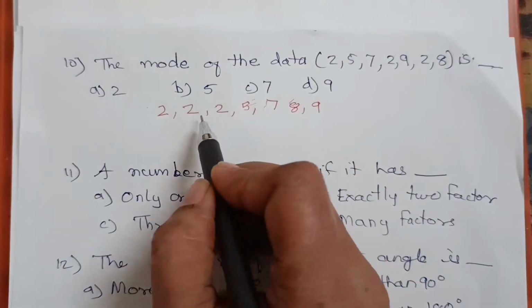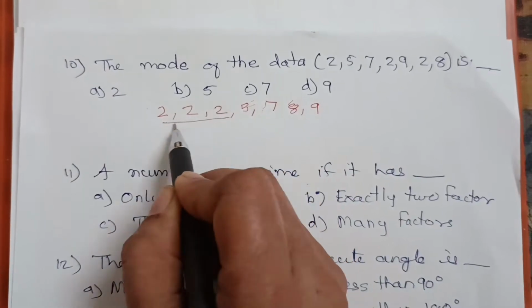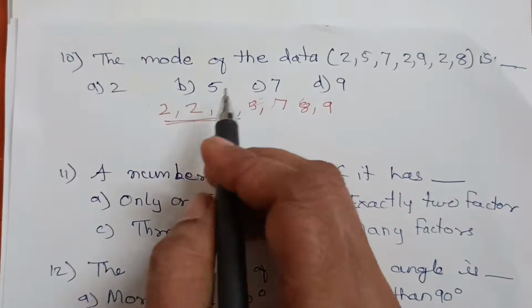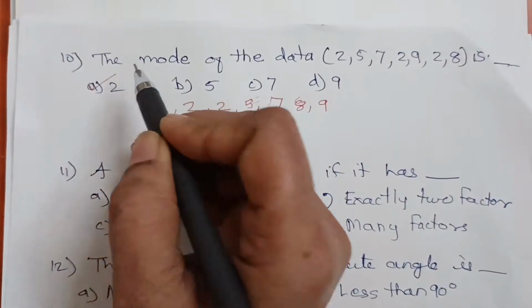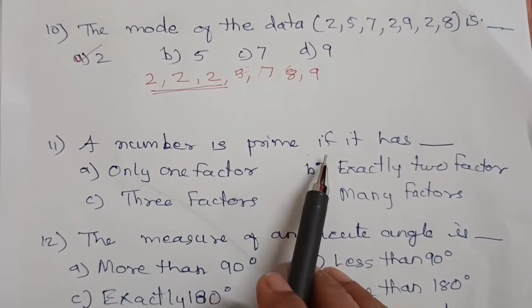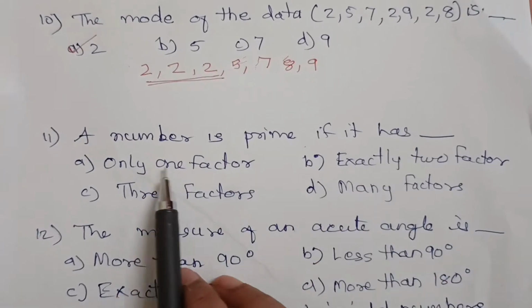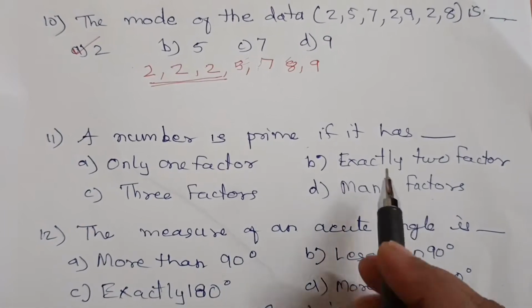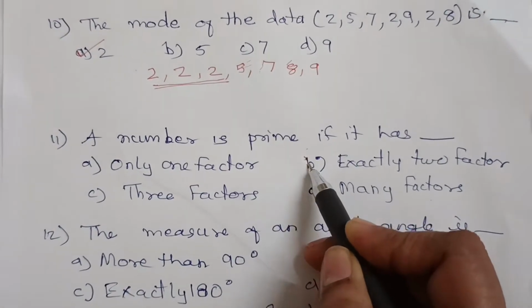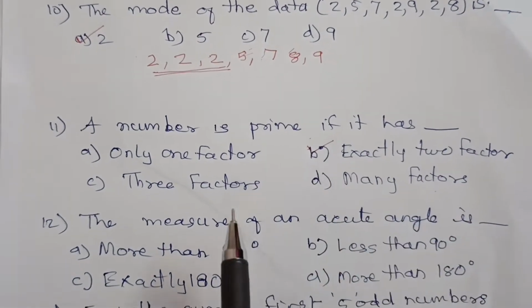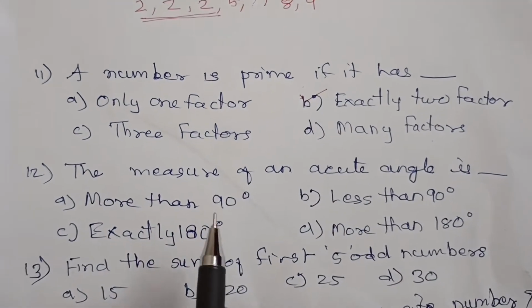Mode means the number which is repeated many times. That means the mode of this data is 2. Correct option is option A 2. A number is a prime if it has only one factor, exactly two factors, three factors and many factors. And the correct option is exactly two factors. The number itself and the 1 is factor of every number.